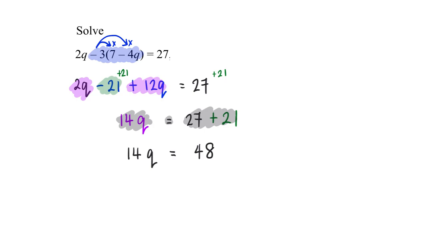And therefore final answer, I'm going to divide by 14 on both sides so that I'm only left with q is equals to 48 divided by 14, 3 and 3 over 7. And we have come to the end of this question, and let's move on to the next question.